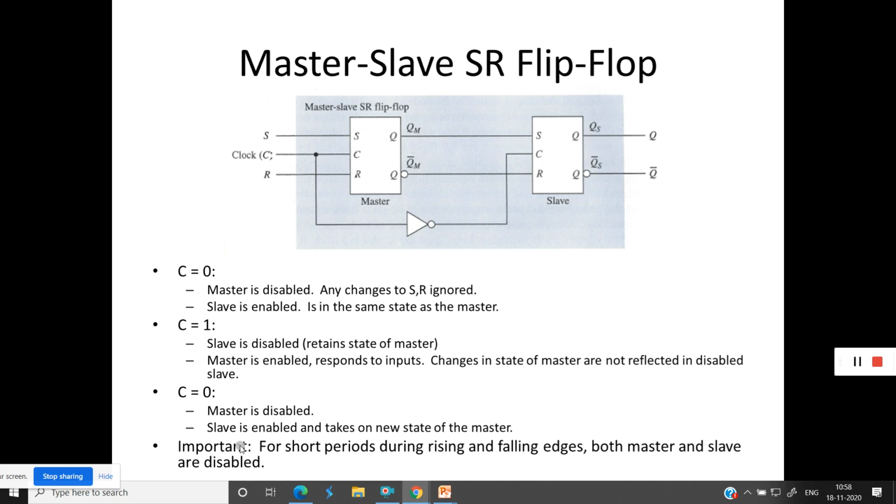Okay. So important: for short periods during rising and falling edges, both master and slave are disabled. For some time both are disabled, and that is undesirable and it should be avoided.